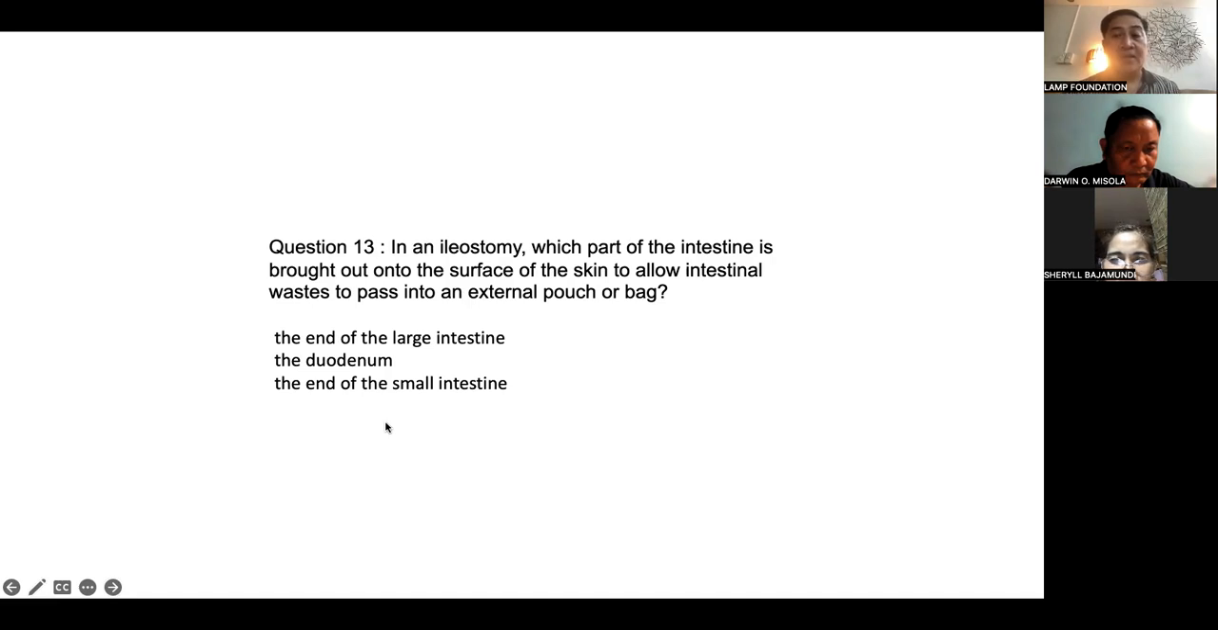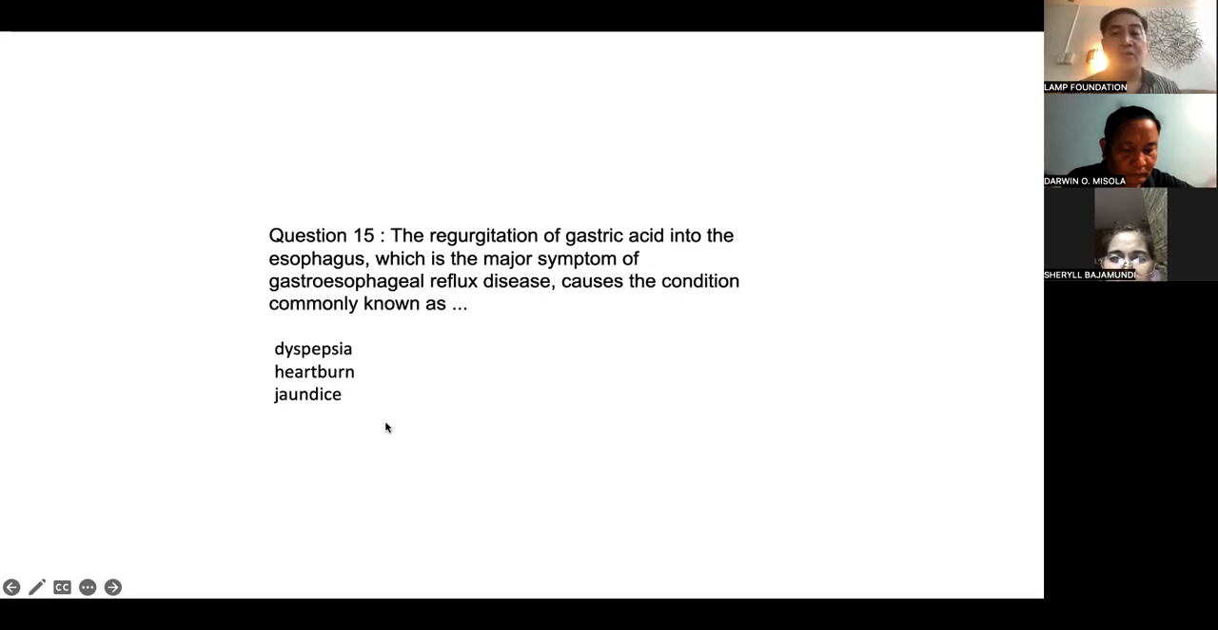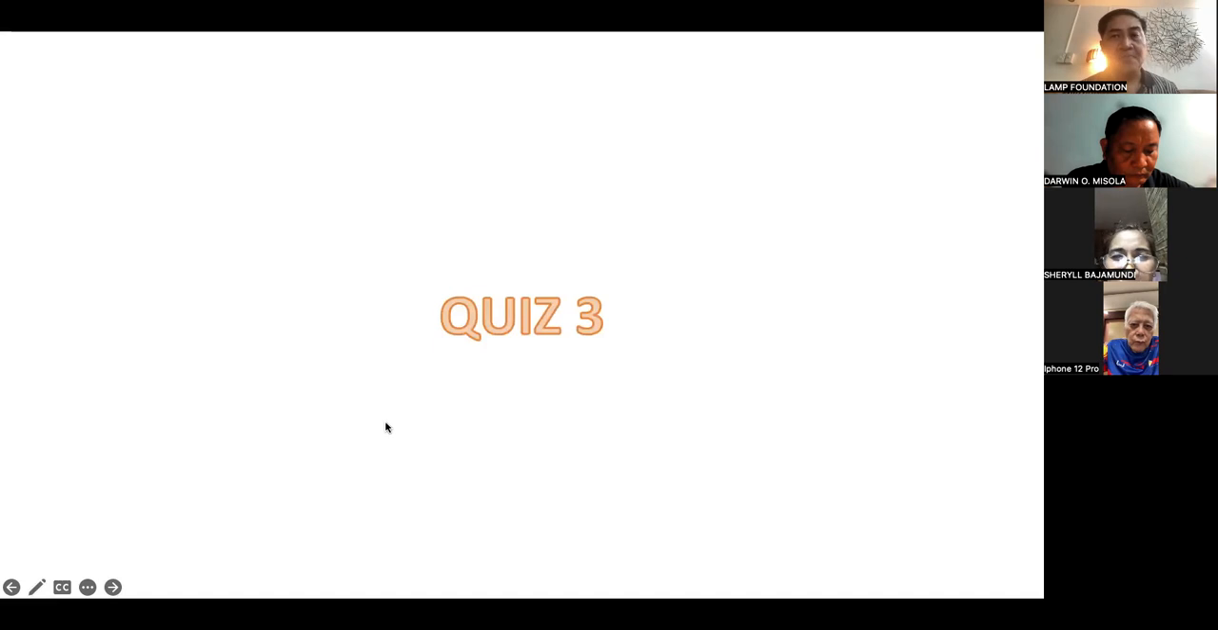In an ileostomy, which part of the intestine is brought out onto the surface of the skin to allow intestinal waste to pass into an external pouch or bag? The end of the small intestine, the ileum. Which of the following is a potential problem of long-term use or high doses of anti-inflammatory drugs such as aspirin, ibuprofen, or naproxen? Ulcers. The regurgitation of gastric contents into the esophagus, which is the major symptom of gastroesophageal reflux disease, causes the condition commonly known as heartburn.